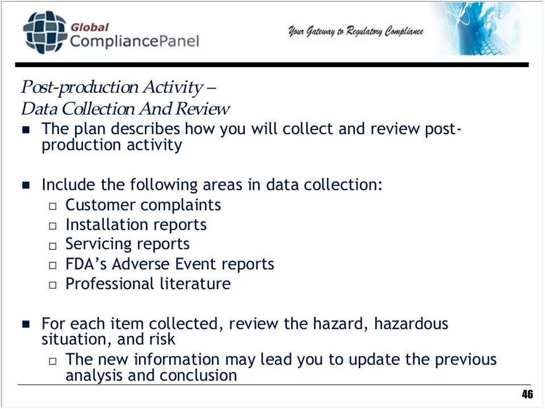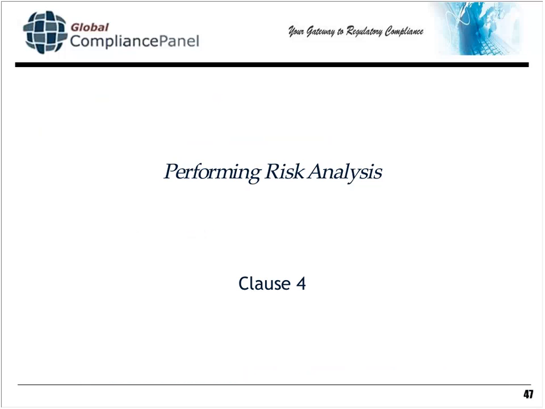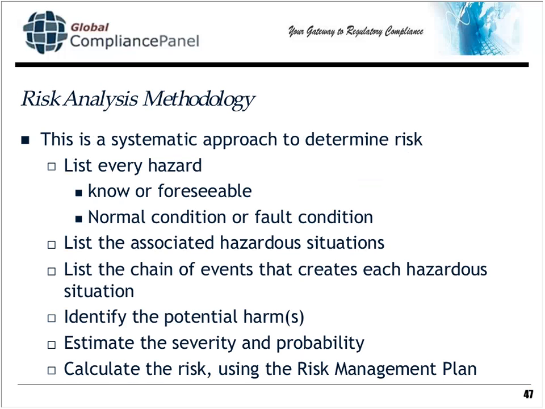All right, now you're going to do risk analysis, and this is what's going on here. This is a systematic approach to determining risk. So you're going to list every hazard. You're going to list associated hazardous situations that result from a chain of events. So you're going to have the hazard, the chain of events, and the resulting hazardous situation. From there, you're going to identify the potential harms, estimate severity and probability, and then calculate the estimated risk. And the risk management plan is going to tell you how to do that calculation.